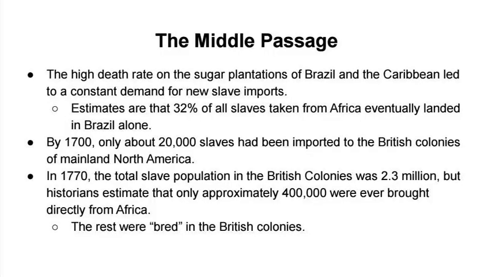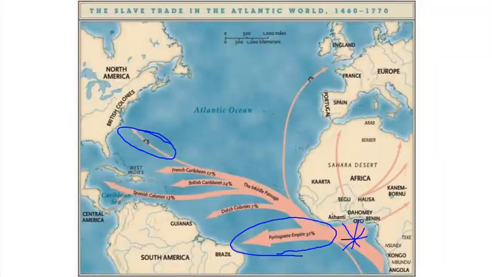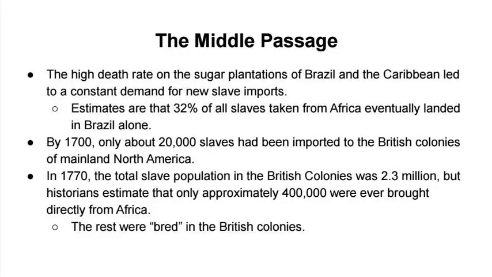Now, in Central and South America, there is an insanely high death rate on the sugar plantations of the Portuguese and Spanish empires. Estimates are that 32% of all slaves that were taken out of West Africa were taken to Brazil alone, in the Portuguese Empire. Again, I'll take you back to this map to show that proportion of the overall pie.